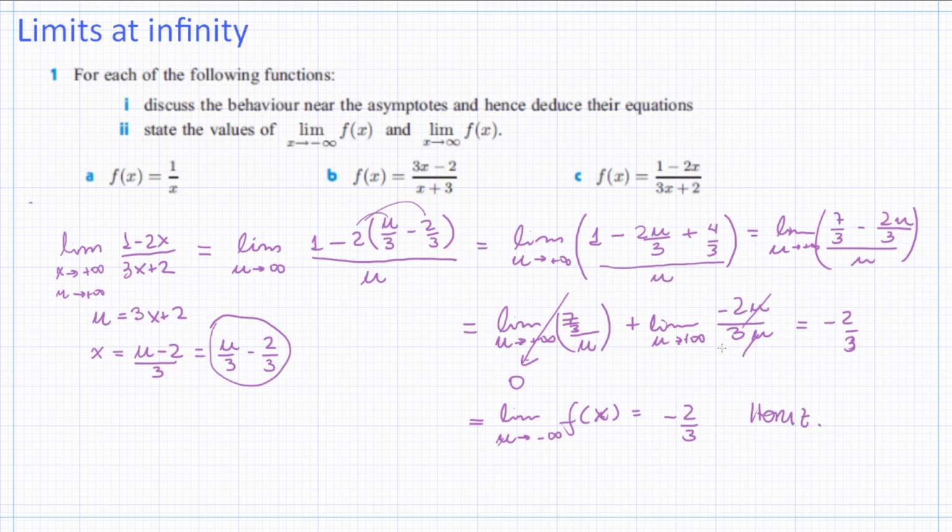Your vertical asymptotes, those are easy. You just need to find when this is 0. When will 3x plus 2 be 0? Well, x will have to be negative 2/3.